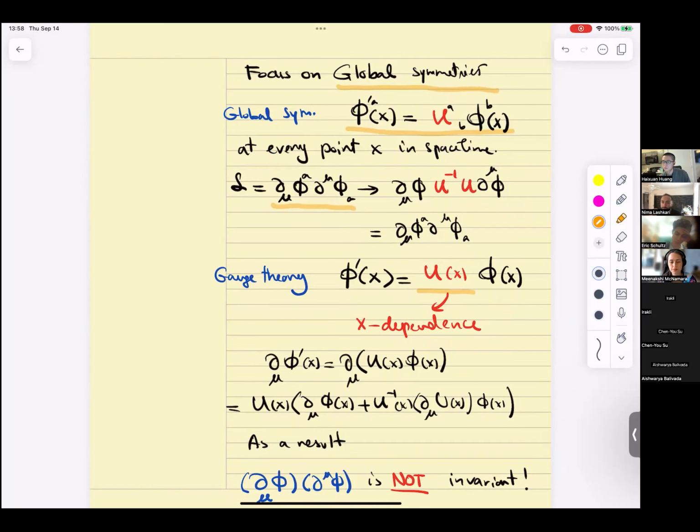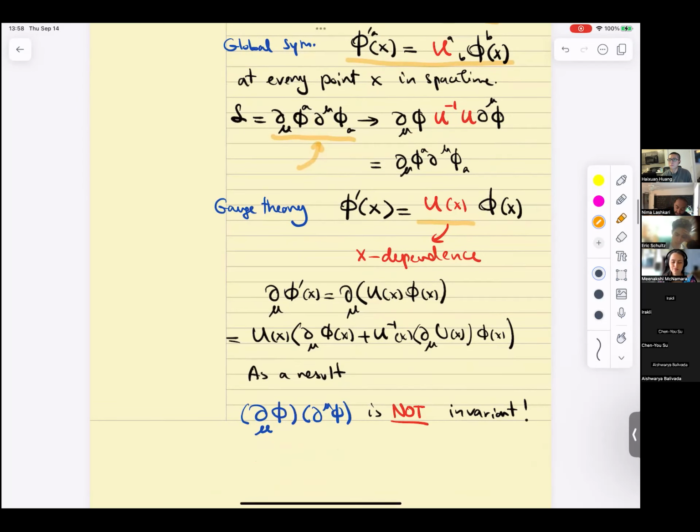So I'm again dropping all the indices. But now there's a problem with this. The problem is that when you transform like this, you want your Lagrangian density to be invariant, but it's no longer going to be invariant because del mu of phi has U sitting in here, and if you take derivatives, the first term transforms the way you expect it to transform, covariantly, but the second term has this extra junk that you get. There is this inhomogeneous term. Therefore, del mu phi is no longer invariant.